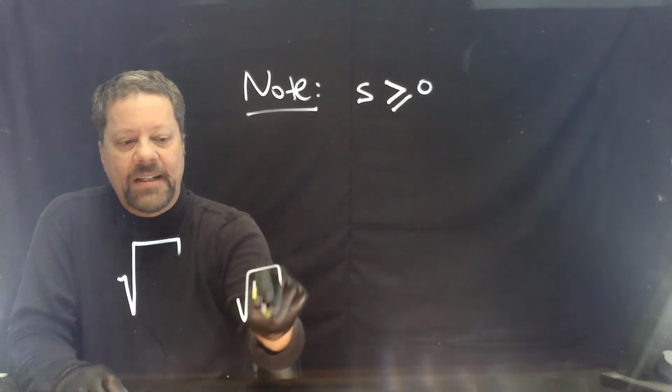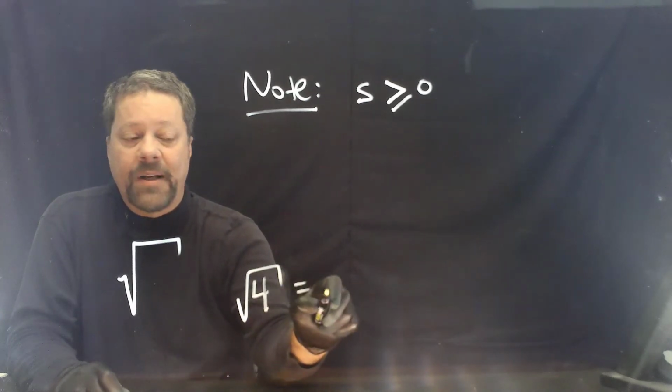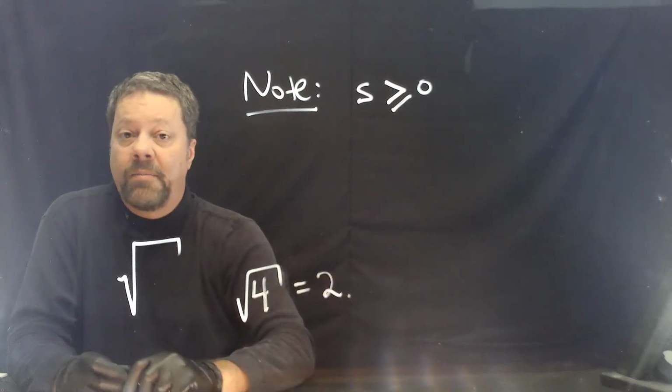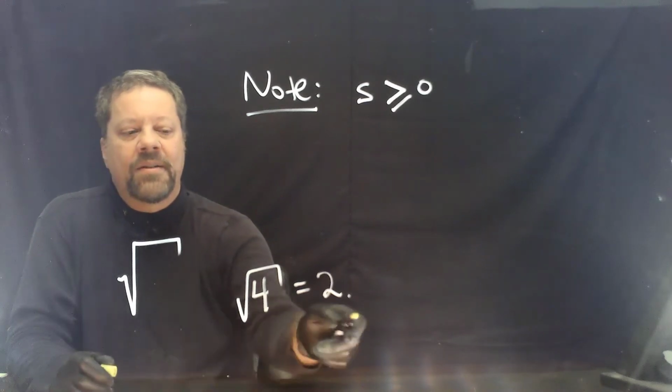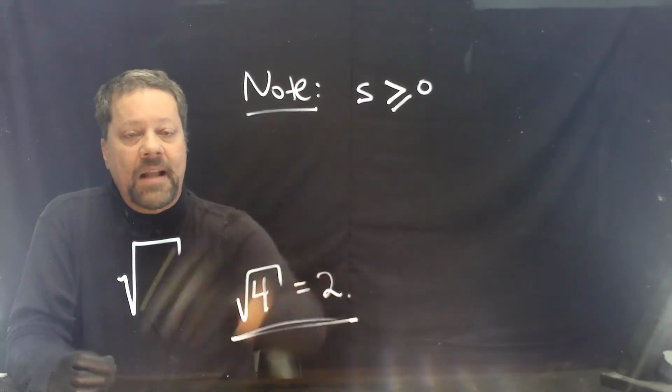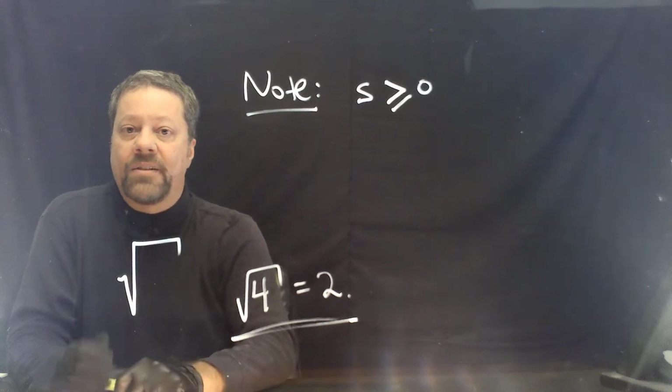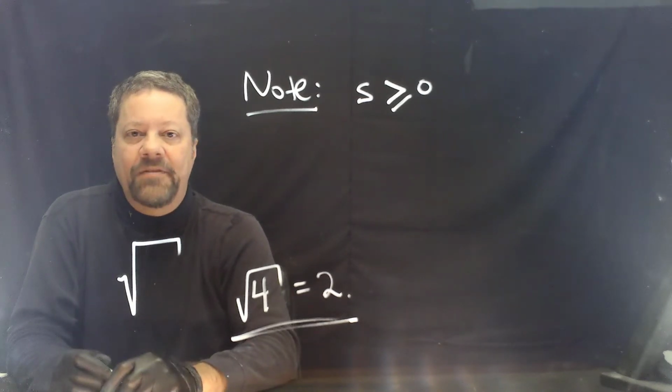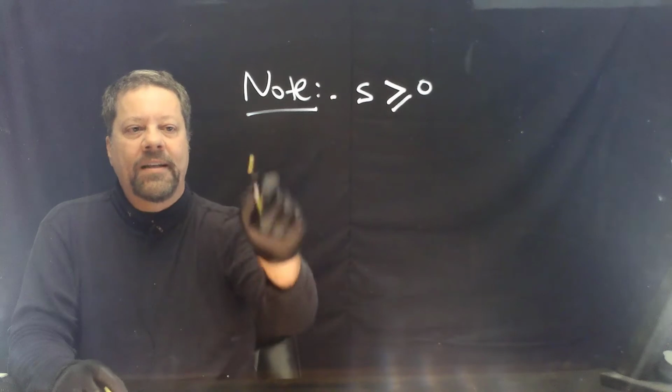If I use that symbol with a 4 underneath, I don't get plus or minus 2. I always get positive 2. So the standard deviation defined in terms of this radical symbol means it can't be negative. So that's one thing to note.